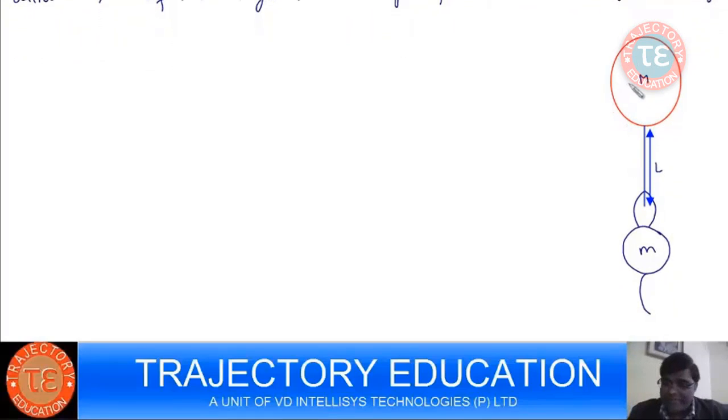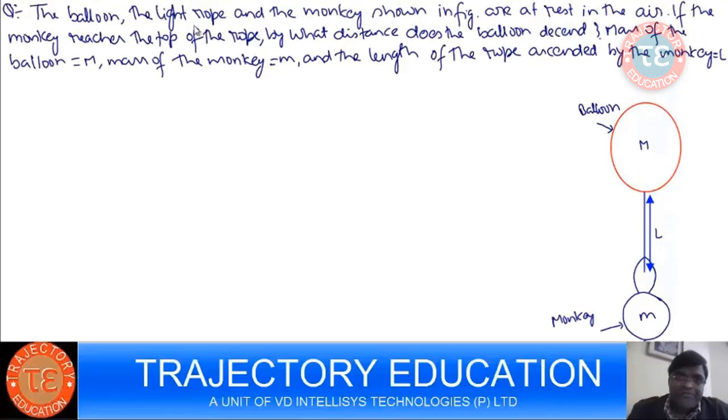This is the case. This is the balloon, and my drawing is very poor, so I'll call this monkey. This is the monkey, and this is the string, right? The question says they are at rest. Why are they at rest?